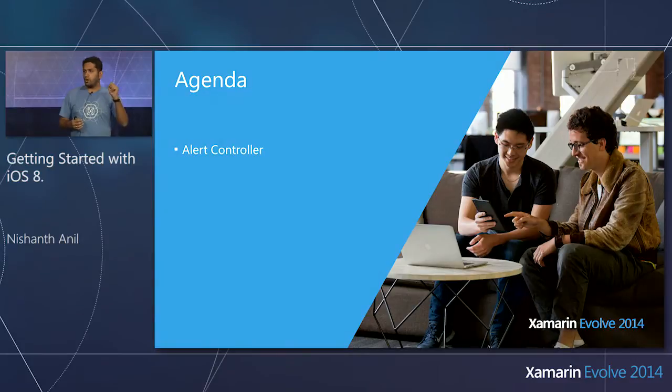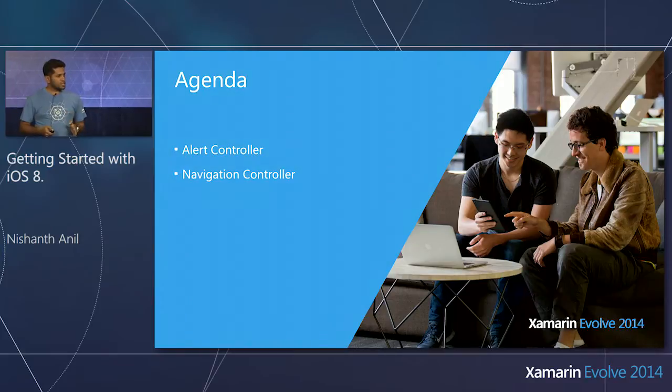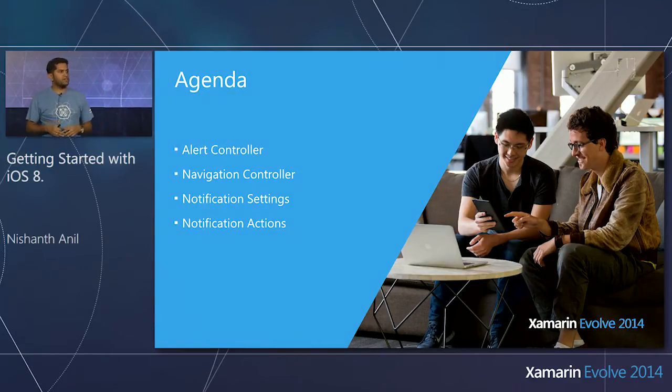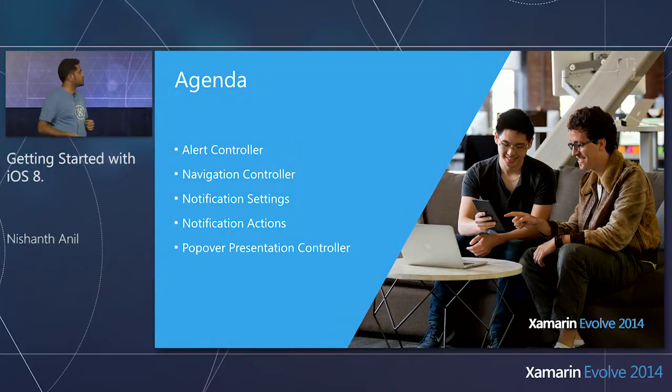Alert controller. If you have worked with alerts in the past, you wouldn't have worked with a controller. You would have worked directly with the UIAlertView. But in iOS 8, you have a new controller, so we'll look at that. We'll look at what has changed in the navigation controller. We'll look at what has changed in notification settings and notification actions. They work together. This is a slight change in notifications as such. Now users can actually reply to your text messages from the notification itself. So how do you do that as developers? How do you create actions? We look at all those things.